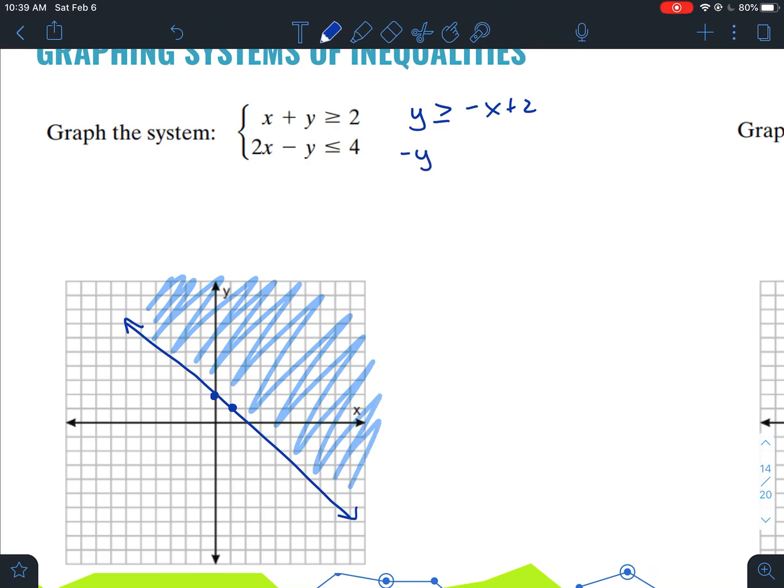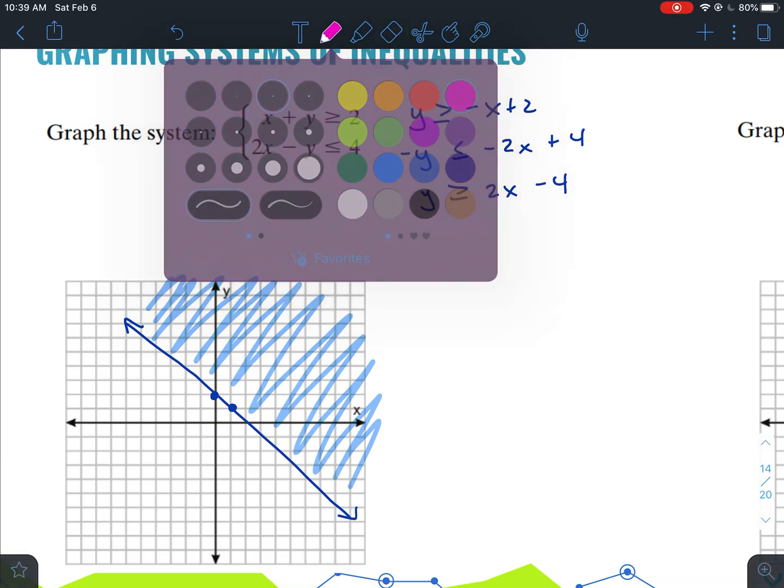And then solve the next one. We have negative y is less than or equal to negative 2x plus 4. Divide everything by negative 1, so the sign flips. And we have y is greater than or equal to 2x minus 4.